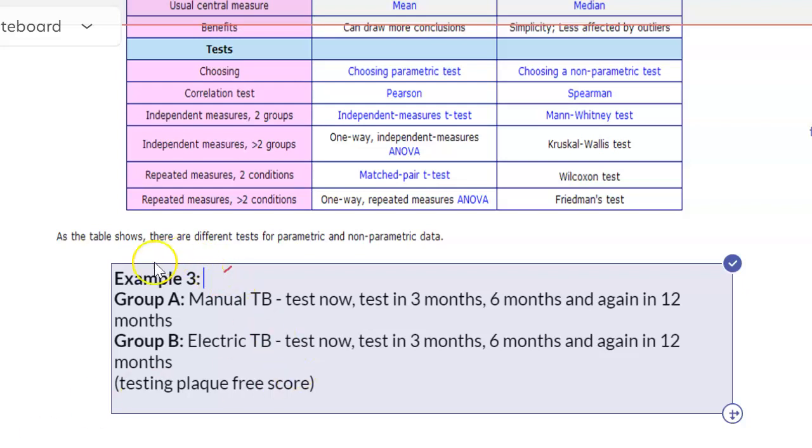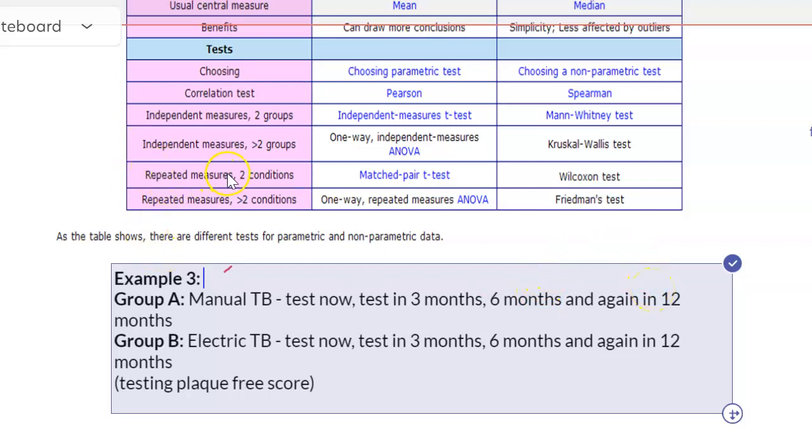Okay, so let's look at example 3. In example 3, we have two groups, group A and group B. Group A is given the manual toothbrush. Group B is given the electric toothbrush. The people in group A are asked to come now, where I would test them for their plaque score. They're asked to come again in 3 months, again in 6 months, and again in 12 months.